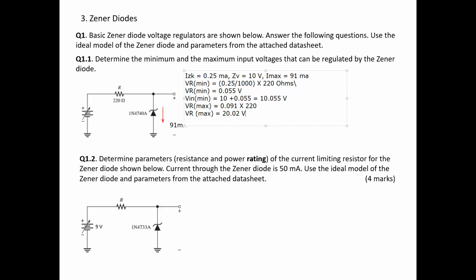So now in that case, we need to have 10 volt across the Zener, plus the drop through R, that is 20.02. So then V in max is given by 10 plus 20.02. So V in max is equal to 30.02 volt. In this way, we can solve this problem.